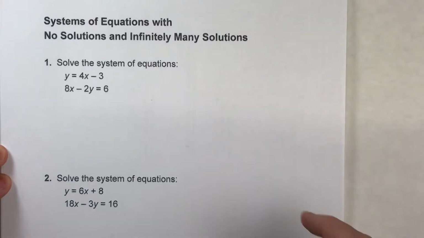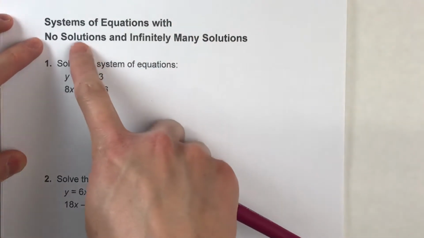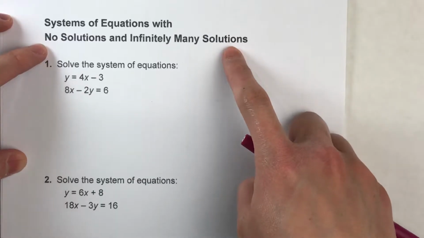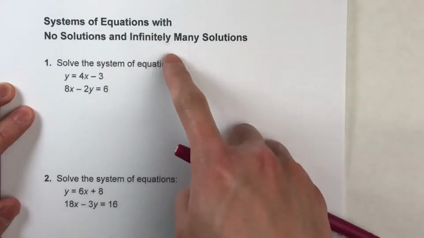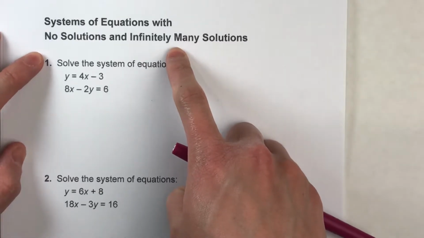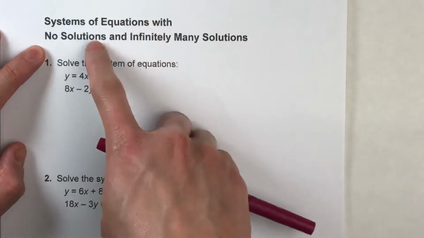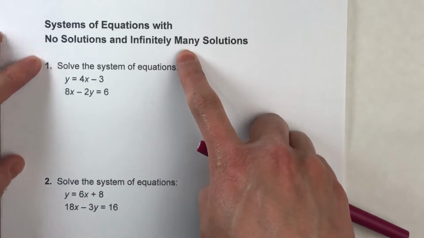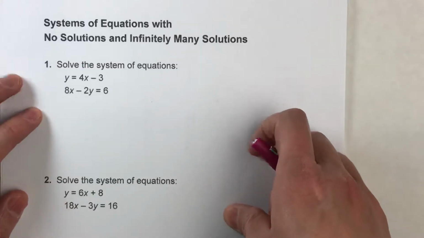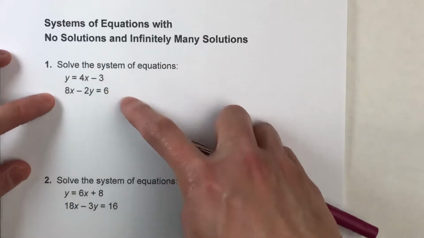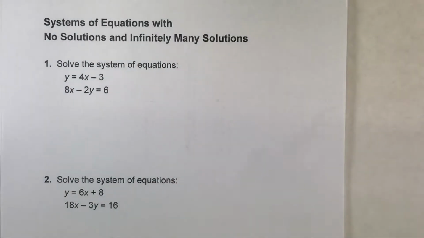So today we're going to be solving systems of equations that have no solutions and infinitely many solutions using algebra. Now, we've already done this using graphing. And if you want to see how to tell if a system of equations has no solutions or infinitely many solutions by graphing, check out the link in the description below. Okay? But for today, we're actually going to solve this using algebra. So let's go through it.